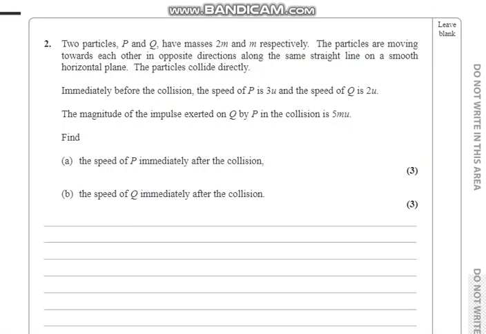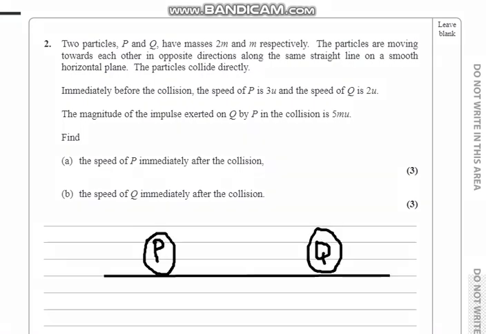So guys, always in momentum questions, draw the diagram and label the points they have been given. There you go, that's my P particle and Q. The P particle has a mass of 2m, so I'll write it here, and the Q particle has a mass of m. Moving on to the speeds, they are moving towards each other, so it's very important to draw the direction in momentum questions.